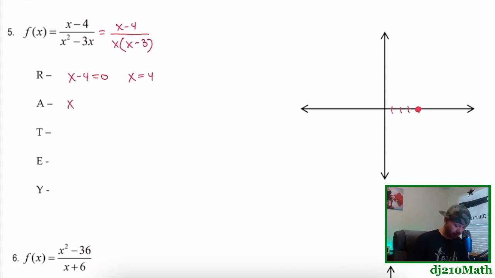Setting the denominator equal to 0, we're going to get either x is equal to 0 or x is equal to positive 3. Right, because those are the 2 values that'll make this 0. So the vertical asymptotes are going to be at x equals 0 and x equals 3.